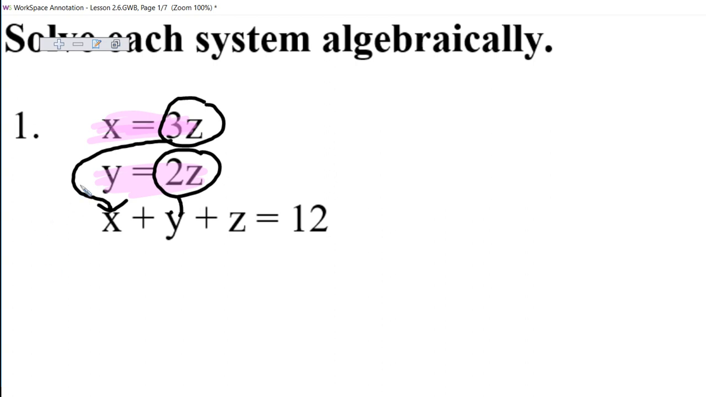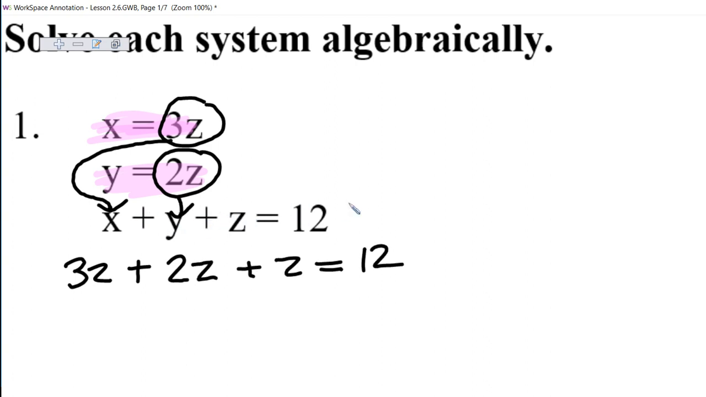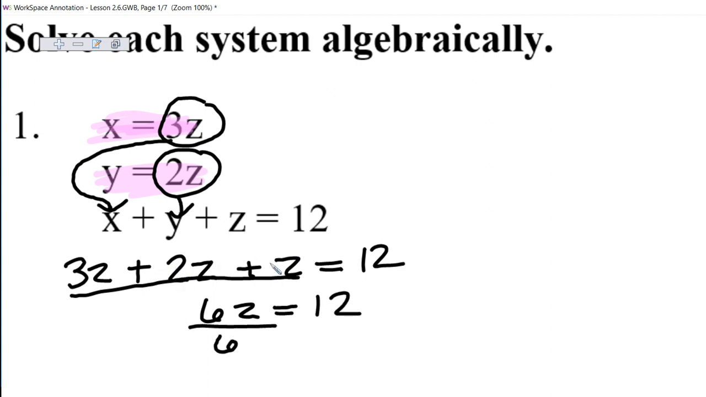So instead of x, what am I replacing it with? 3z. Bring down your plus sign. Instead of y, I replace it with 2z. Bring down the plus z equals 12. What's next? Combine your like terms. So it's 3z plus 2z plus 1z. So 6z equals 12. Divide both sides by 6. What does z equal? 2. There's a third of the answer.